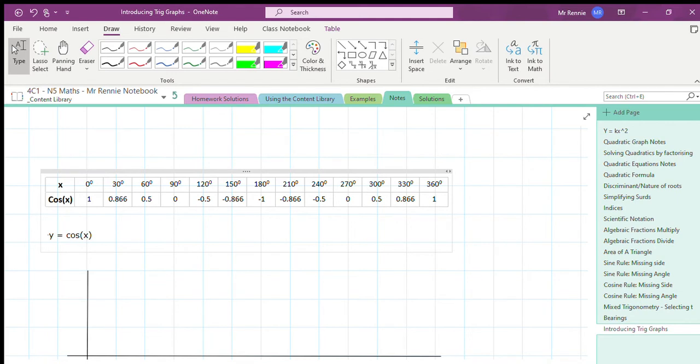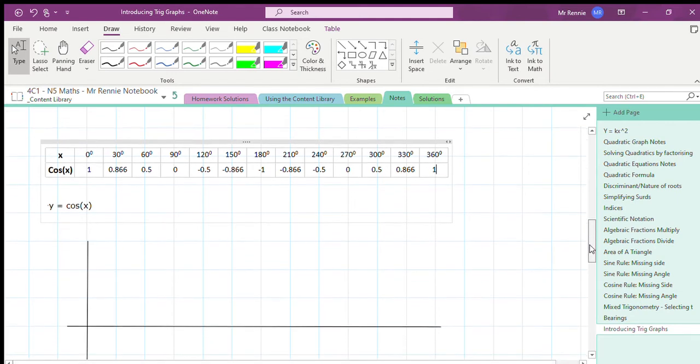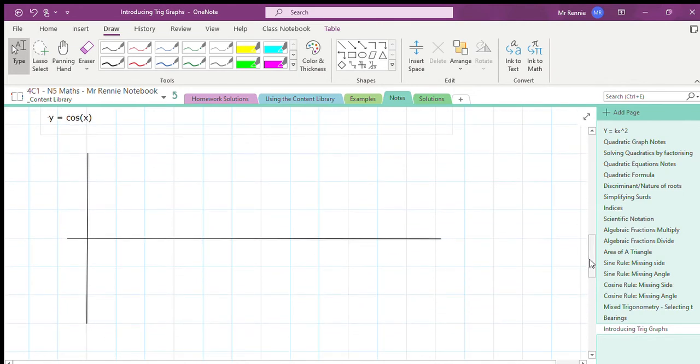Check if you get them. Then what we're going to do is sketch the y equals cos x curve here. Again, we're going to draw the exact same grid. You're going to start at the origin. I want you to draw, well, better not write that in blue actually.